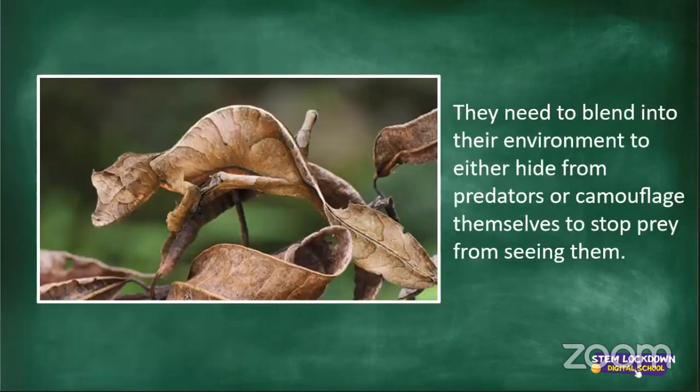Some animals' body coverings are there so that they can blend into the environment, so that they can camouflage themselves from a predator, or if they are the predator, they can camouflage themselves to stop the prey from seeing them, like a lion.